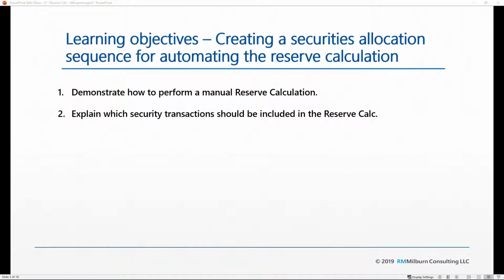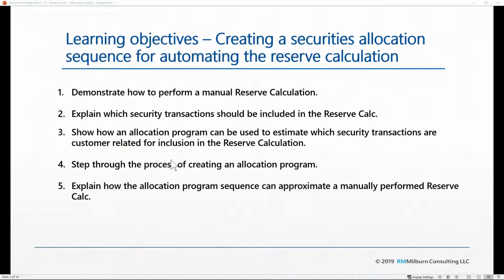For this presentation, we have two learning objectives. The first one is to demonstrate how to perform a manual reserve calculation, and then we're going to explain which security transactions should be included in the reserve calc. Now, this is part one of a two-part webcast. In the second webcast, we're going to show how an allocation program can be used to estimate which security transactions are customer related. We're going to step through the process of creating an allocation program. And finally, we're going to explain how to adjust the sequence so you can approximate a manually performed reserve calc.